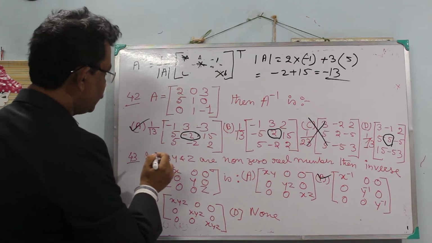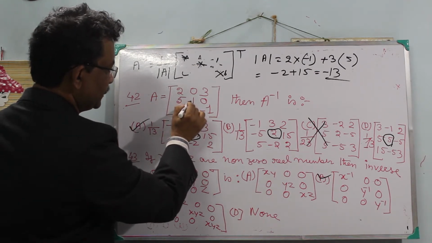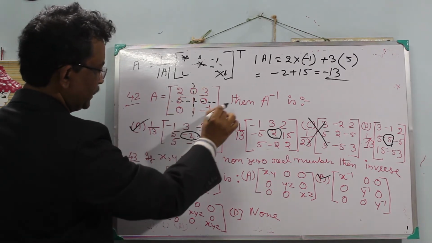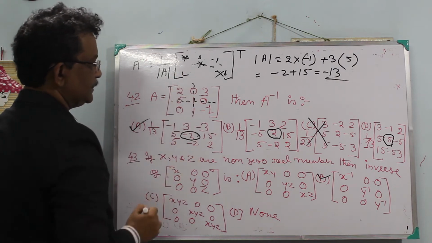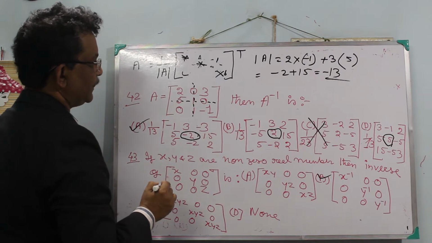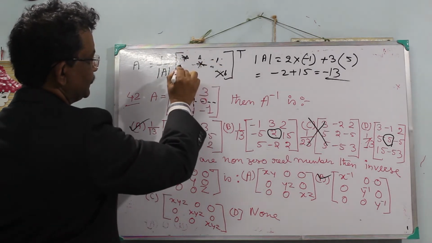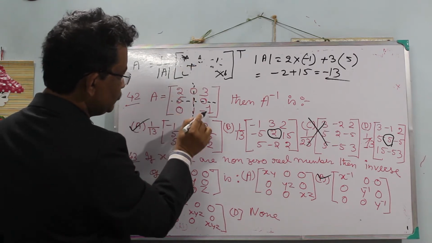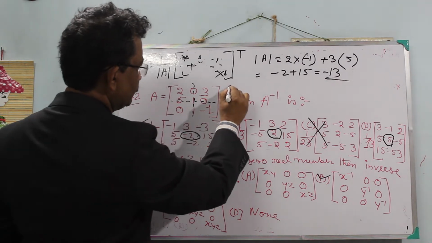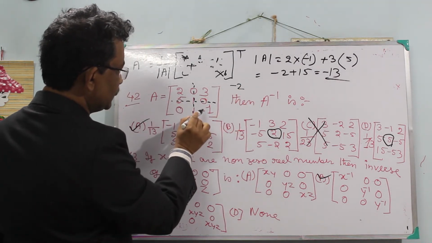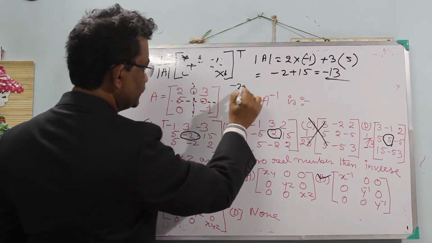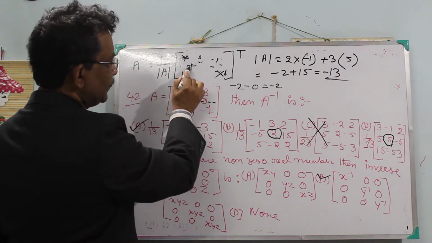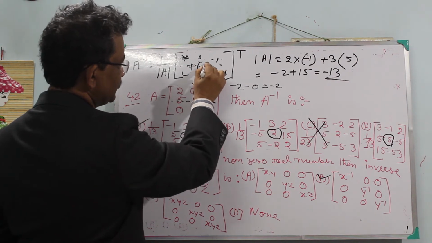So what is the cofactor of this matrix's middlemost element? I have to ignore the second row and the second column. So what is the value of the cofactor? Plus, minus, plus, minus, plus. So this is also plus. So plus, it gives 2 into minus 1, minus 2 into minus 0. That means minus 0, that means minus 2. And here the sign is also plus. So the middlemost one will be minus 2.